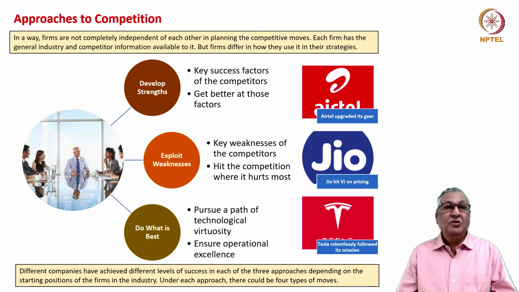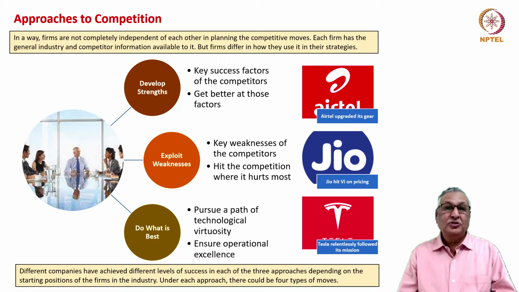There are three approaches to competition which are not completely independent of each other, but we need to study the industry and the competitors within the industry to understand which strategy or which approach to take. The first strategy is to develop strengths, that is, understand the key success factors of the competitors and get better at those factors. When Reliance Jio came into the Indian telecom industry with certain aggressive plans and execution, Airtel did not collapse. Airtel understood the strengths of Jio and upgraded its telecom gear and also telecom service.